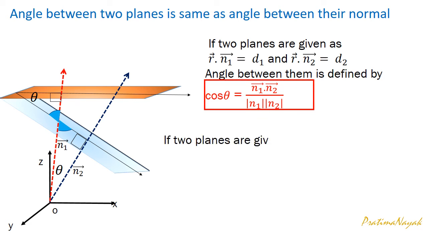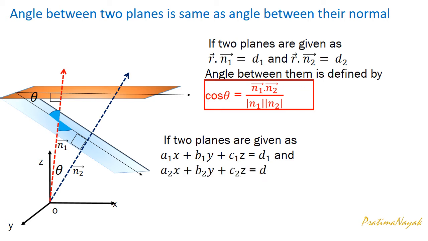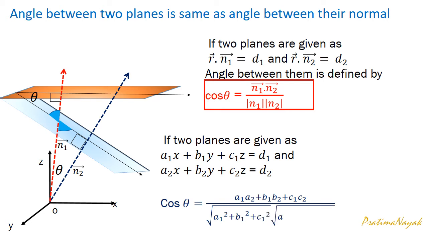Similarly, if two planes are given in Cartesian form, first is a1x plus b1y plus c1z is equal to d1 and a2x plus b2y plus c2z is equal to d2, then cos theta is equal to a1 into a2 plus b1 into b2 plus c1 into c2 over square root a1 square plus b1 square plus c1 square into under root a2 square plus b2 square plus c2 square.